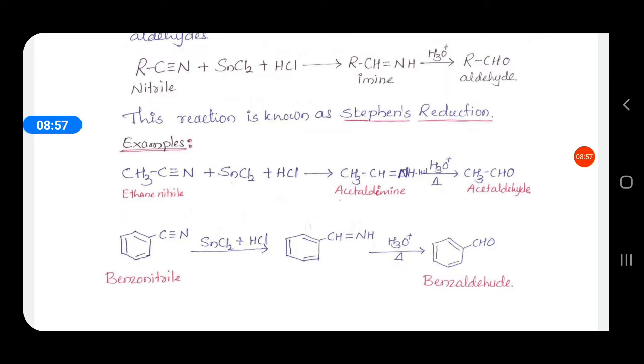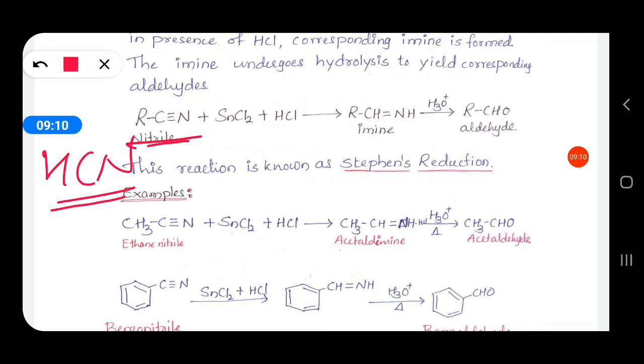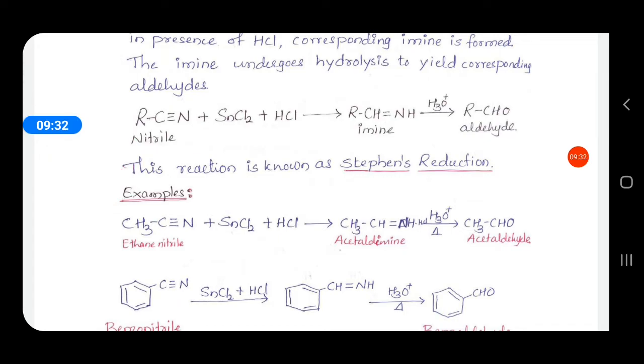So here again formaldehyde cannot be prepared, because to prepare formaldehyde, the nitrile used here should be HCN. HCN is highly reactive and not stable at room temperature, so we cannot use HCN for this reaction. So formaldehyde cannot be obtained by this reaction. We can prepare other aldehydes, aliphatic or aromatic, by this reaction. So this is called Stephen's reduction.